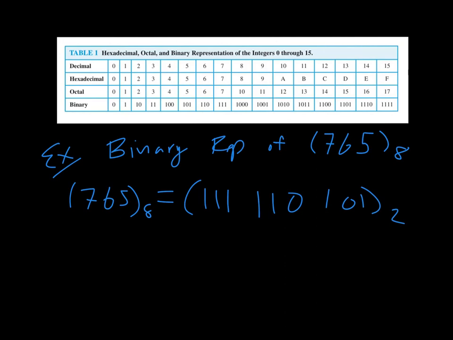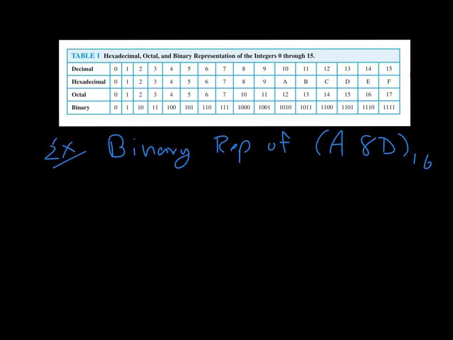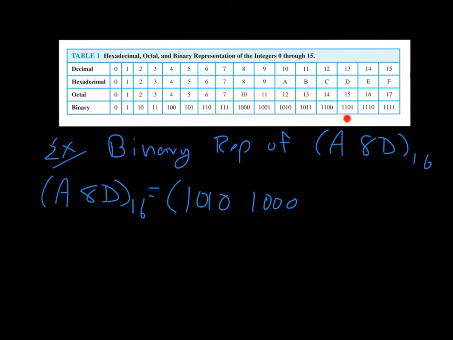All right, and this last example is done just like the other one. So we just look at, what do we have? We have an A, an 8, and a D. So we're going from hexadecimal. So find the A, the 8, and the D, and then just copy down the corresponding binary numbers. So A, 8, D in hexadecimal is going to be equal to, well, the A is 1010, the 8 is 1000, and the D is 1101. And it's as easy as that.